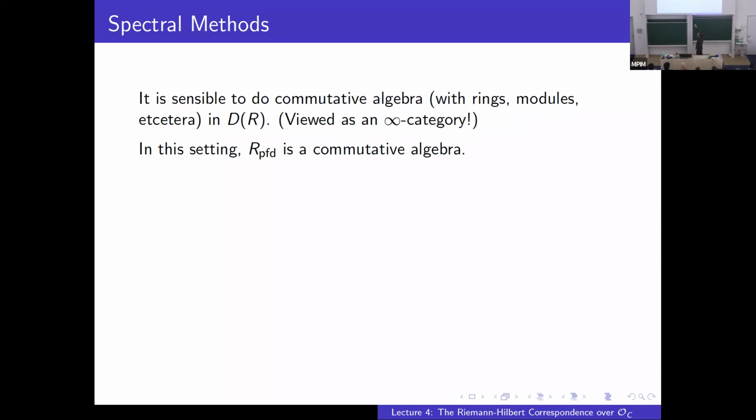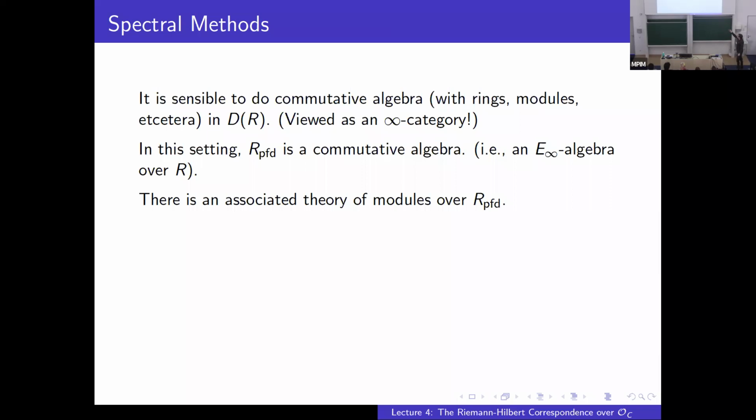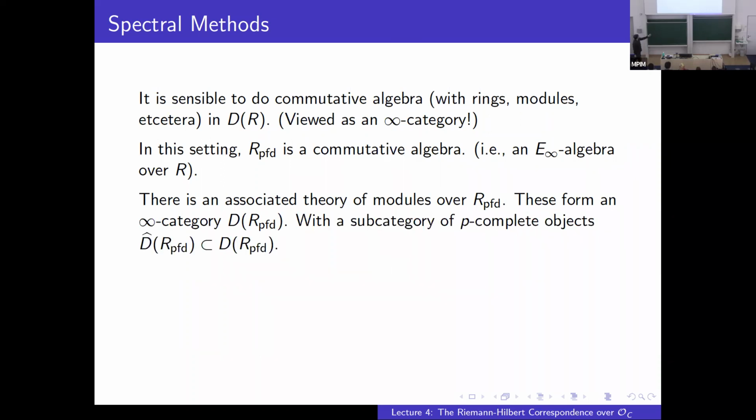So in this setting, this R puft, it's something that naturally lives in the derived category of R modules, but it has a commutative algebra structure in that world. So it's an example of what's called an E infinity algebra over R. And it makes sense to talk about modules over this E infinity algebra. And these form an infinity category that I'm going to write as D of R puft. It's some kind of version of the derived category, but now not for an ordinary commutative ring. And it has a subcategory of p-complete objects that I'm going to indicate by putting a hat over it.